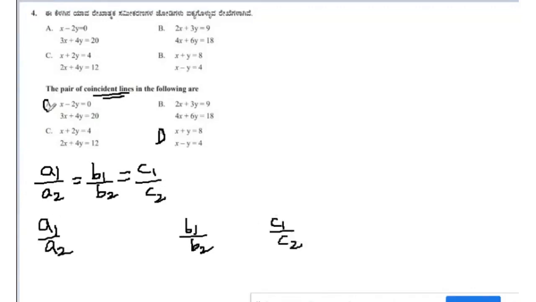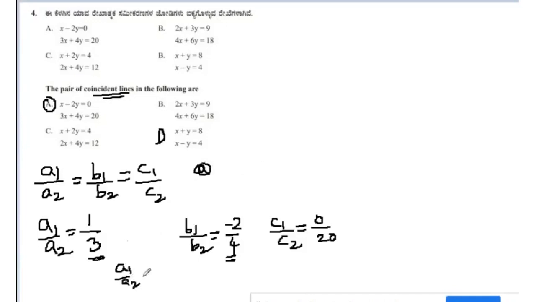In the first option, A1 by A2, where A1 is the coefficient of x in the first equation and A2 is the coefficient of x in the second equation, is nothing but 1 by 3. B1 by B2 is minus 2 by 4 and C1 by C2 is 0 by 20. Clearly A1 by A2, 1 by 3, and B1 by B2, minus 2 by 4, are not equal. Therefore the first option is not the correct option for the coincident line. So we will check with the second option, option B.